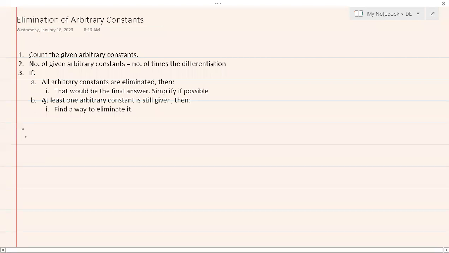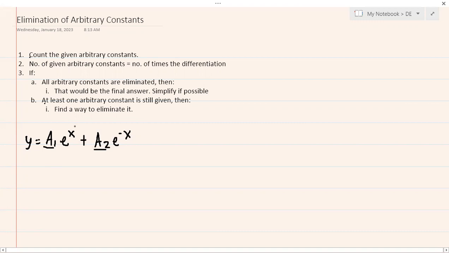So how about this one? Let's just say meron tayong y is equal to a sub 1 times e raised to x plus a sub 2 times e raised to negative x. So una, sabi daw rito, count the given arbitrary constants. So ilang arbitrary constant to? 1 tsaka si 2, di ba?